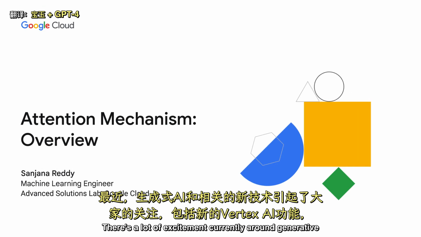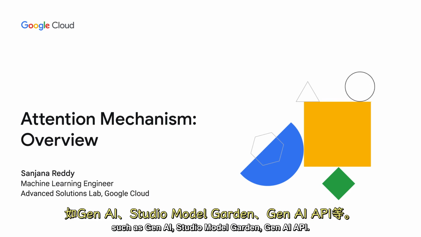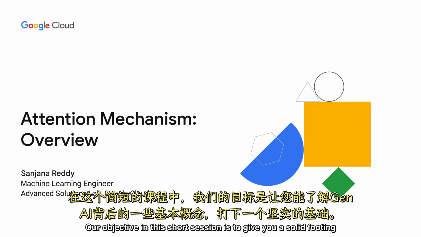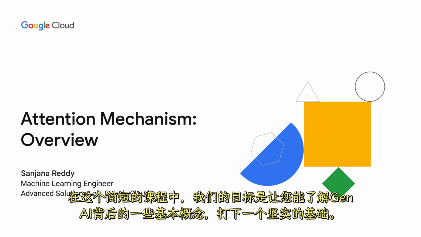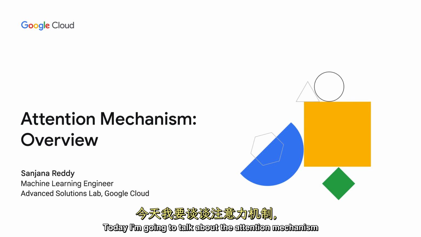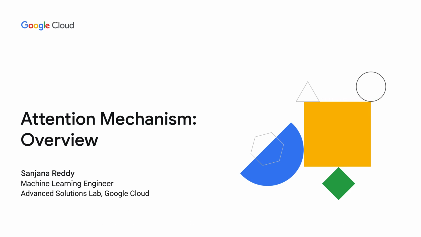There's a lot of excitement currently around generative AI and new advancements, including new Vertex AI features such as GenAI Studio, Model Garden, GenAI API. Our objective in this short session is to give you a solid footing on some of the underlying concepts that make all the GenAI magic possible. Today, I am going to talk about the attention mechanism that is behind all the transformer models and which is core to the LLM models.